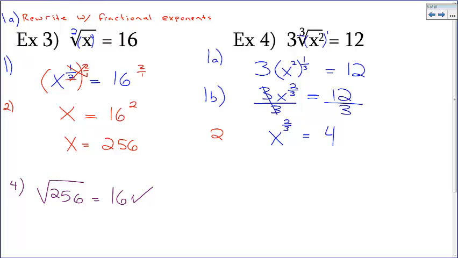Next, I want to get my x alone and to the first power. So, I take the reciprocal power on the left side, and what I do to the left side, I must do to the right side. My powers on the left cancel out, and I'm left with x, and on the right, I'm left with 4 to the 3/2 power. Next, I input my values into the calculator to get a value of x equal to 8.